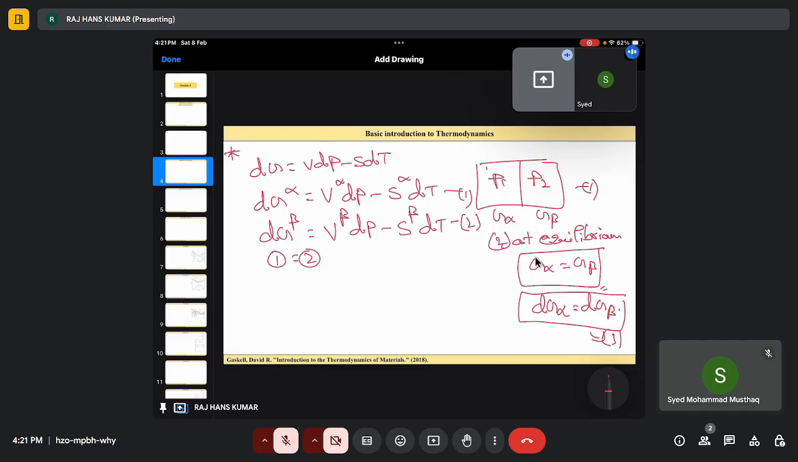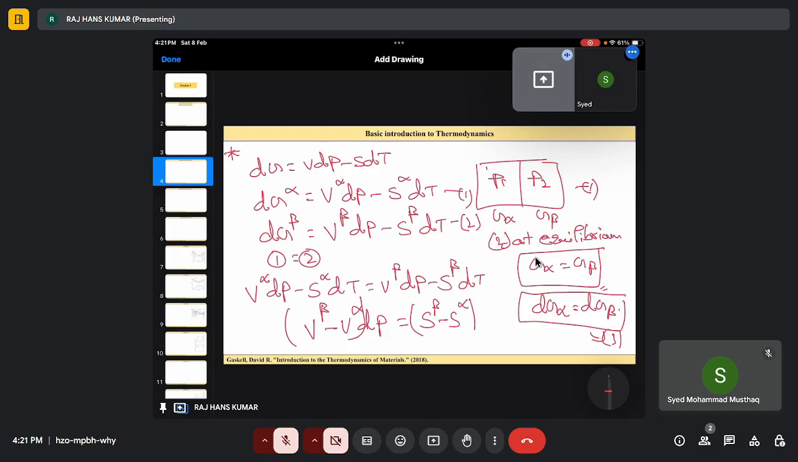So V alpha dP minus S alpha dT will be equals to V beta dP minus S beta dT. Right? Subtracting. Now suppose alpha goes there, then V beta minus V alpha dP will be equals to S beta comes here. S beta minus S alpha dT.